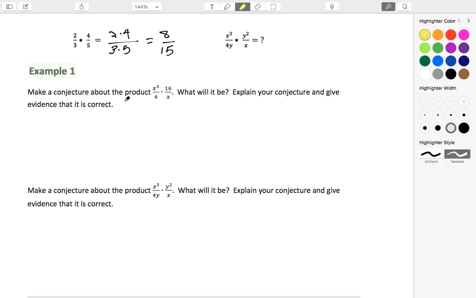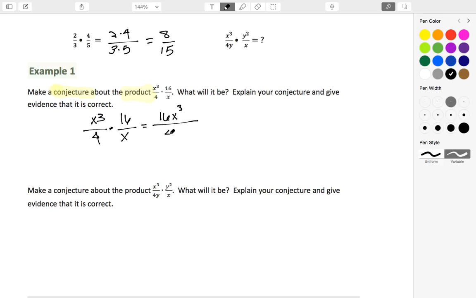Right here it says make a conjecture about the product x cubed over 4 times 16 over x. What will it be? Explain your conjecture and give evidence that it is correct. So make a conjecture is a key phrase, and about the product. So I need to make a conjecture about the answer that I get from this rational expression. Okay, so here I'm going to rewrite the problem, and so that's x to the third power over 4 times 16 over x. So x cubed times 16 is the same as 16x cubed, and then we get 4x.